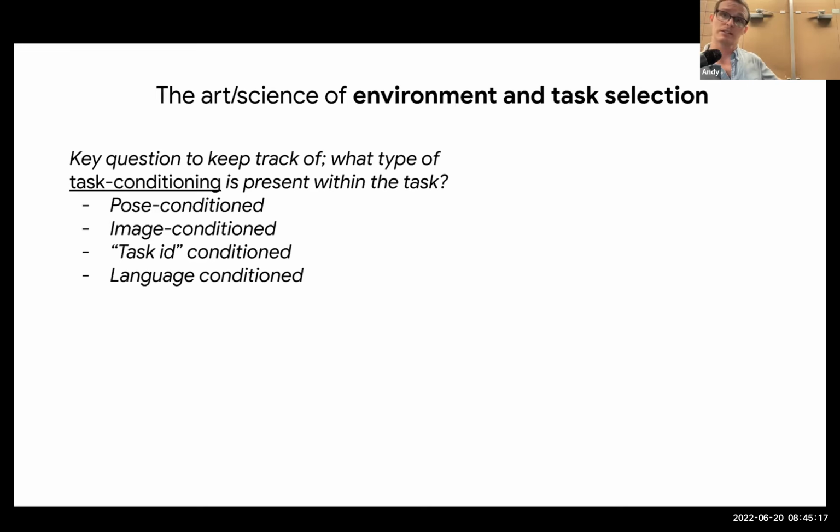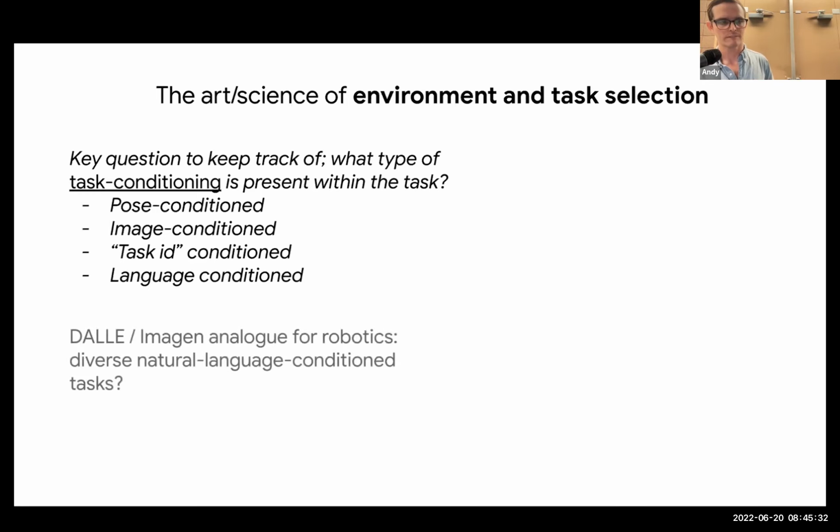The task that I showed on the previous page had conditioning in terms of goal configurations of objects, but it didn't have a goal image. It was just trained to mimic the demonstrations, which was the only way it was conditioned. I think it's really interesting to think about cranking it up to something like DALL-E, these very flexible text-to-image generation models. The analog for robotics would be super diverse, natural language conditioned tasks.